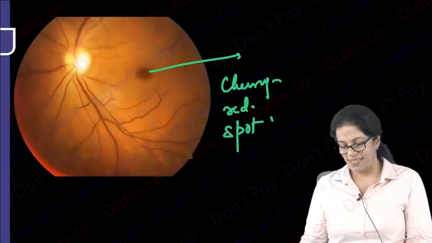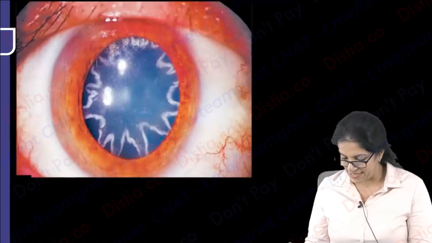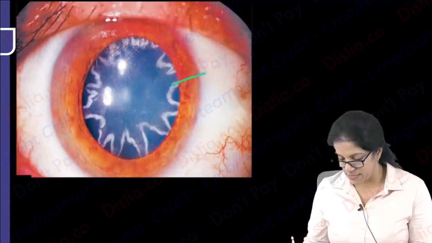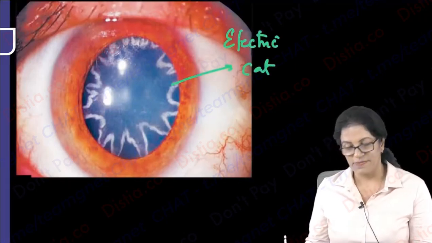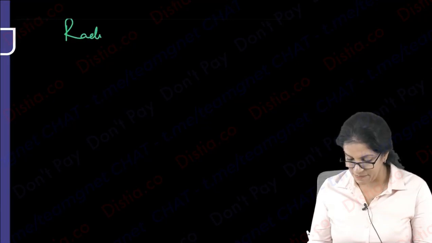Correct? Okay. That was your traumatic cataract. And yes, what about electric? Have a look. So these are the stellate opacities. This is what is electric cataract we have been talking about. So the next type of cataract we are going to learn is radiational.